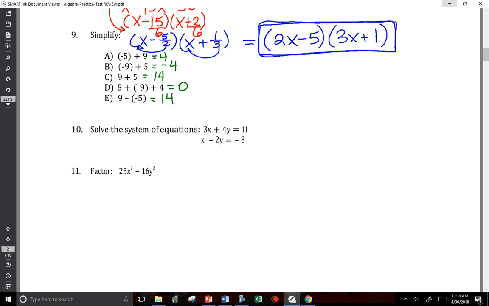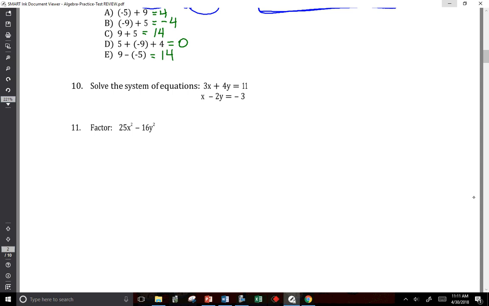Number 10, are we there? Solve this system of equations. What would you do with this? Substitution. Cameron likes substitution. I like elimination. You can do it either way. So multiply them all by 2.